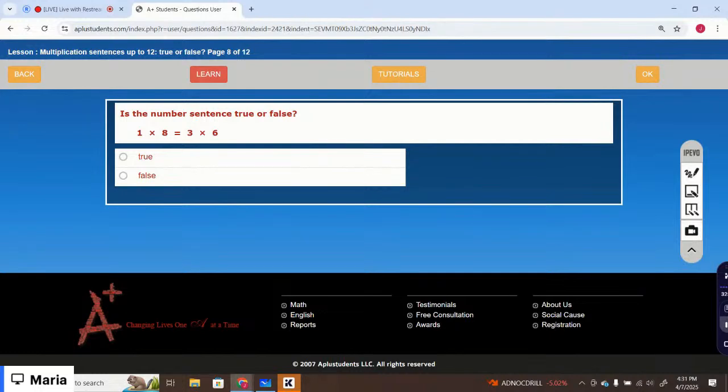Is the number sentence true or false? 1 times 8 equals 3 times 6. False it is. Option number 2 is the correct option.